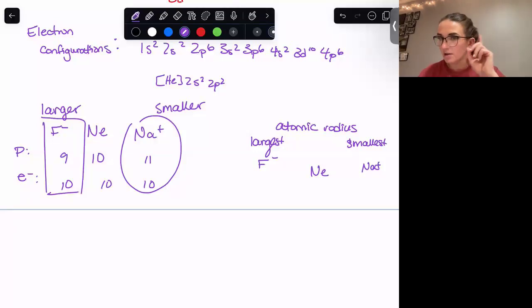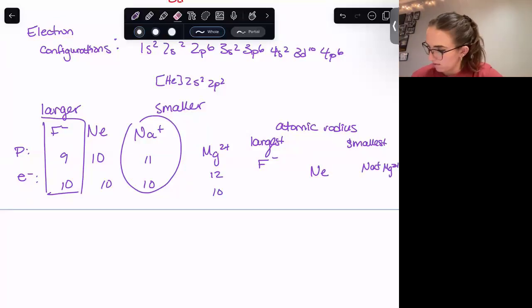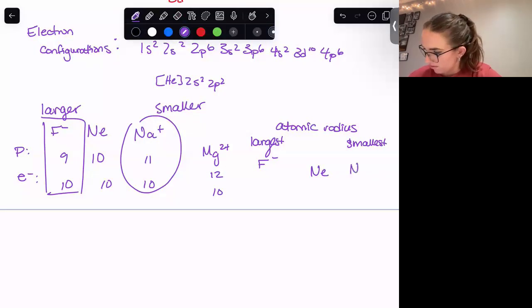That means that what's next? Magnesium, right? If magnesium 2 plus was in here, we now have a 12 to 10 ratio. So that's going to be even smaller than your sodium ion, because we have an even higher owner to dog ratio. Does that make sense with atomic radius and same protons, different electrons?